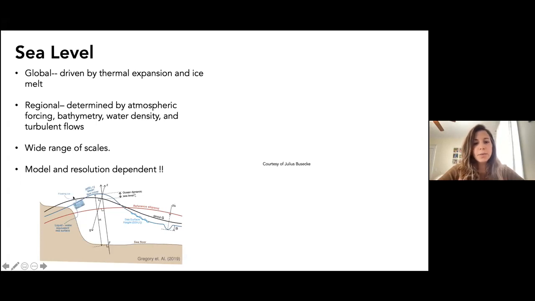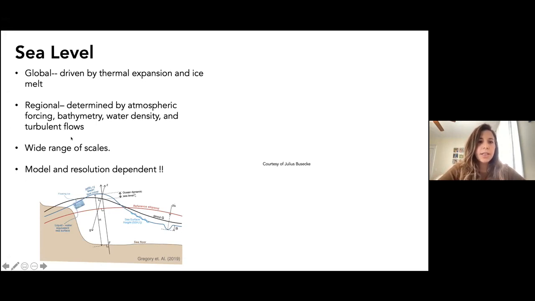So what is this coming from? What's driving these changes? So on the global scale, when we think of sea level rise, it's primarily driven by thermal expansion of the actual water molecules, as well as ice melt coming from glaciers and sea ice that are melting and causing the global mean to rise by the expansion of volume.